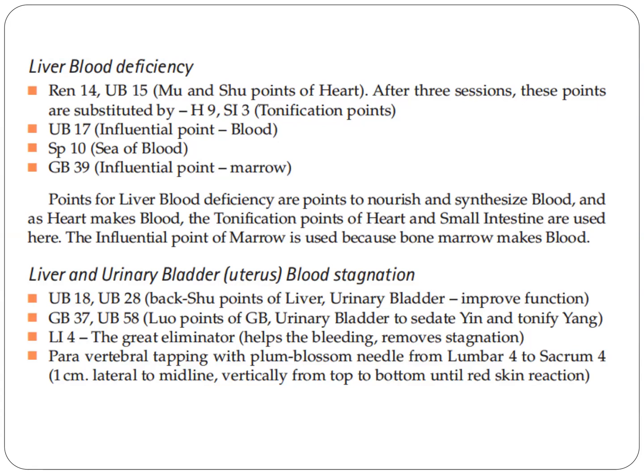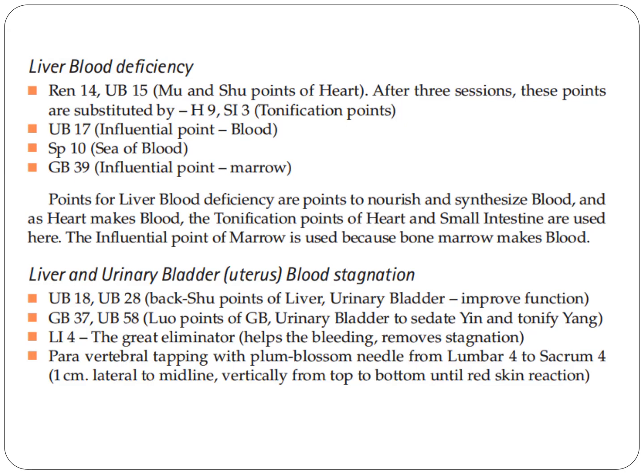Another point we should also use is bladder 17, which is the influential point for blood. Another point is spleen 10, or the sea of blood, and gallbladder 39, which is the influential point for the marrow. Points for liver blood deficiency are points to nourish and synthesize blood. And as the heart makes blood, the tonification points of heart and small intestine are used here. The influential point of marrow is used because bone marrow makes blood.